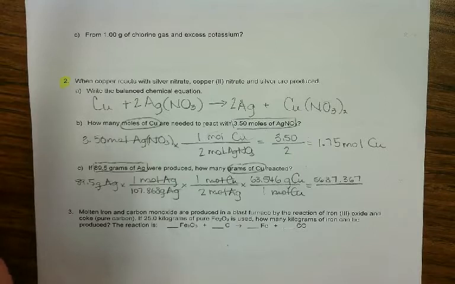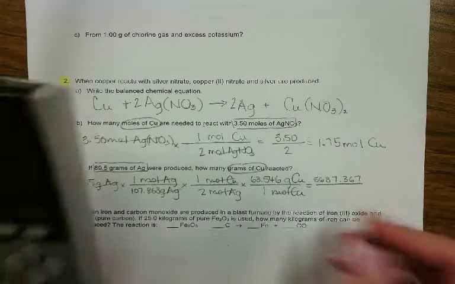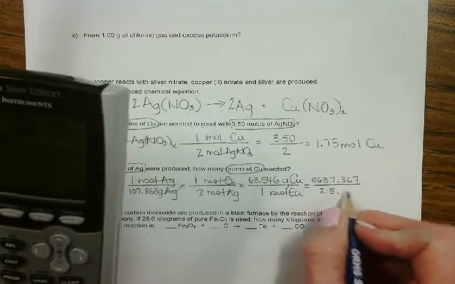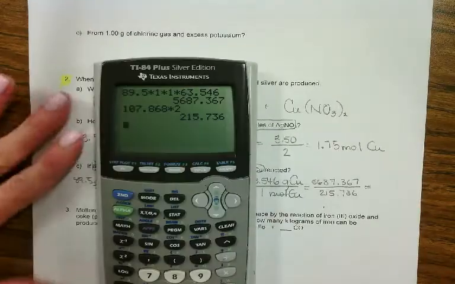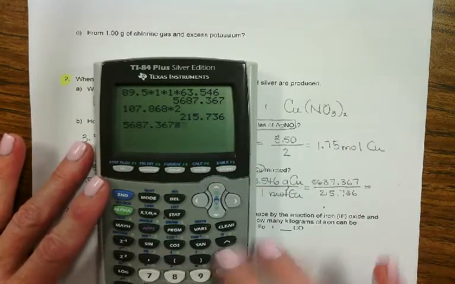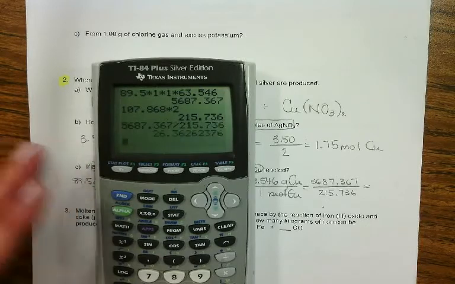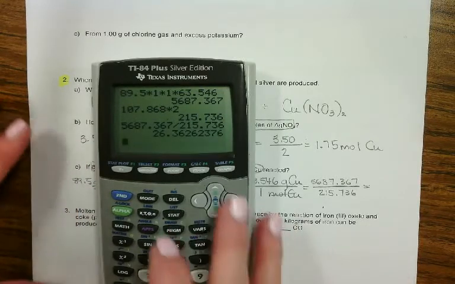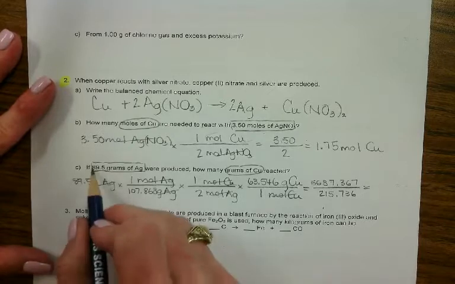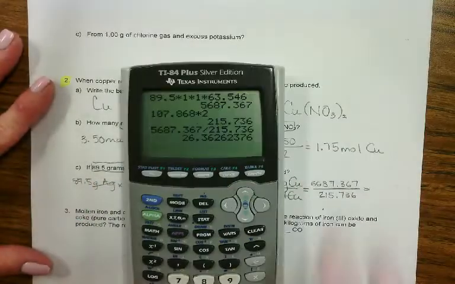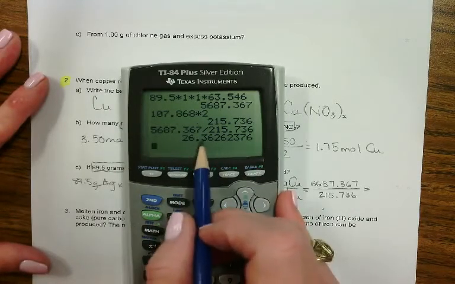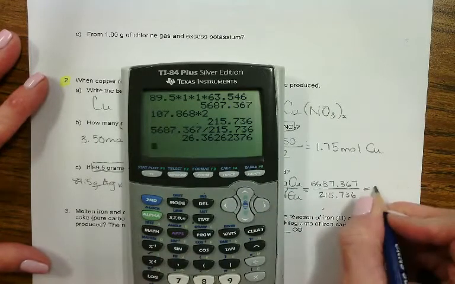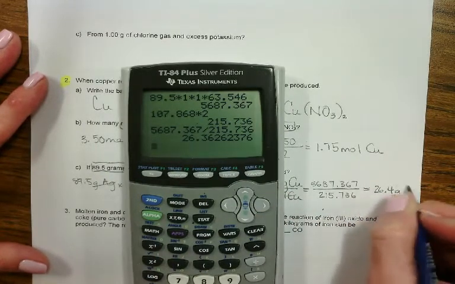Well, that's 107.868 times 2 times 1. That gives me 215.736. So I'm going to divide the bottom number into the top number. Okay, I'm going to go with that number divided by my denominator. 26.36, oh, lots of numbers. How many sig figs can I have in my final answer? I can have 3. So let's see what we're going to round that to. It's 1, 2, 3 sig figs. So the fourth digit is going to round that 3 up. So my final answer, 26.4 grams of copper.